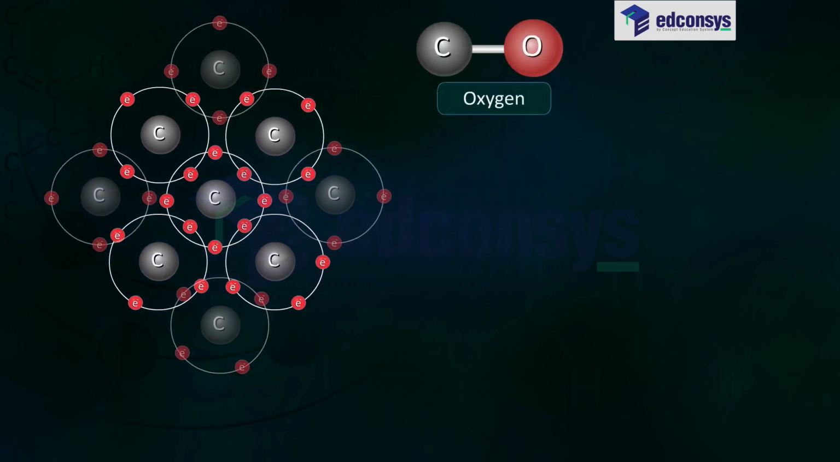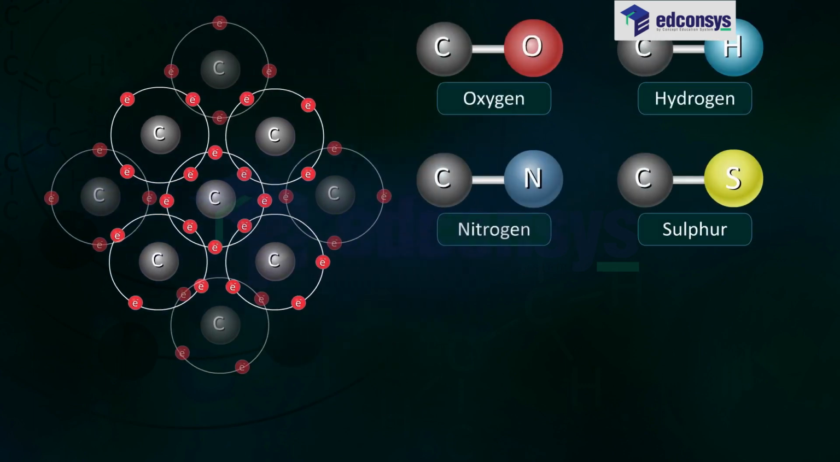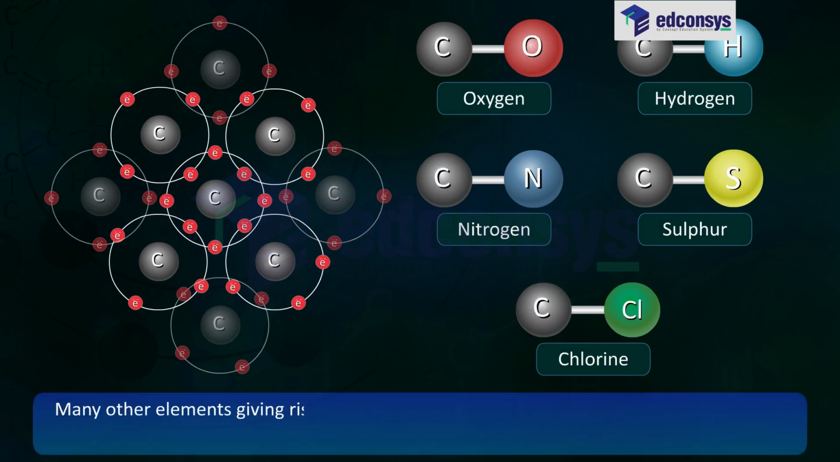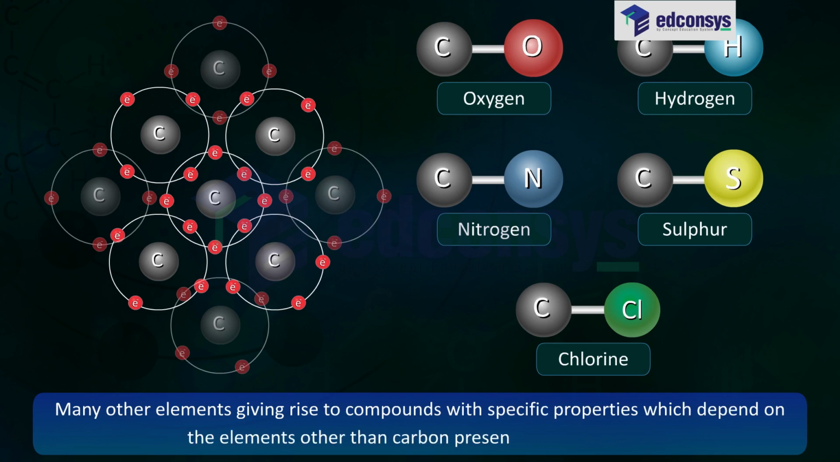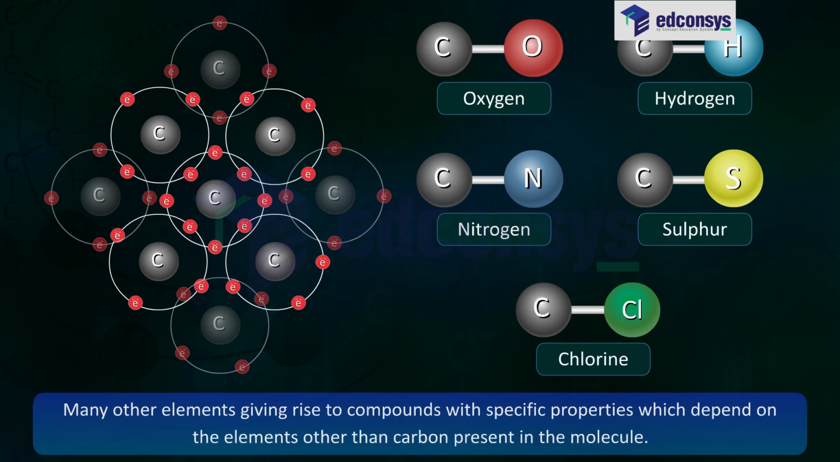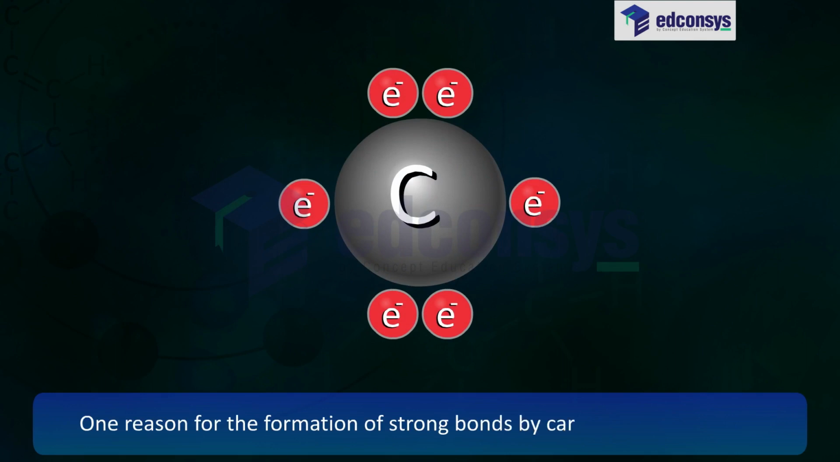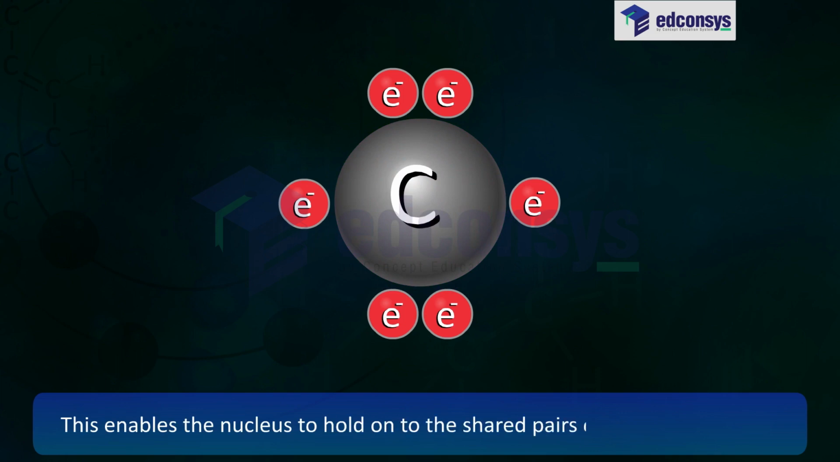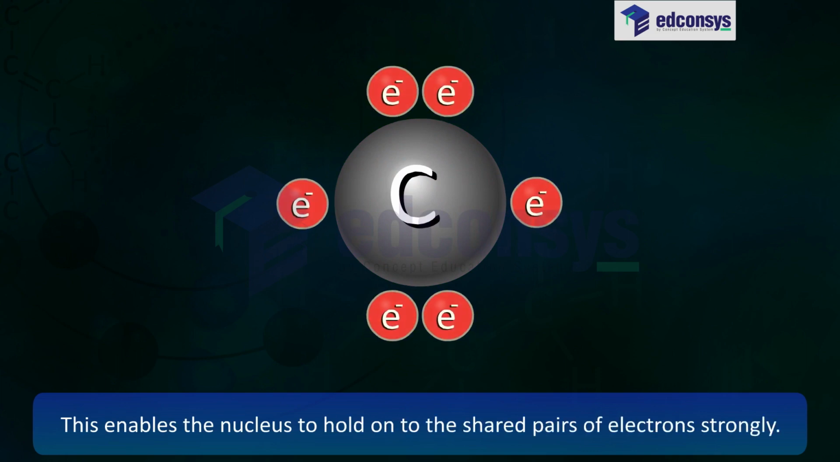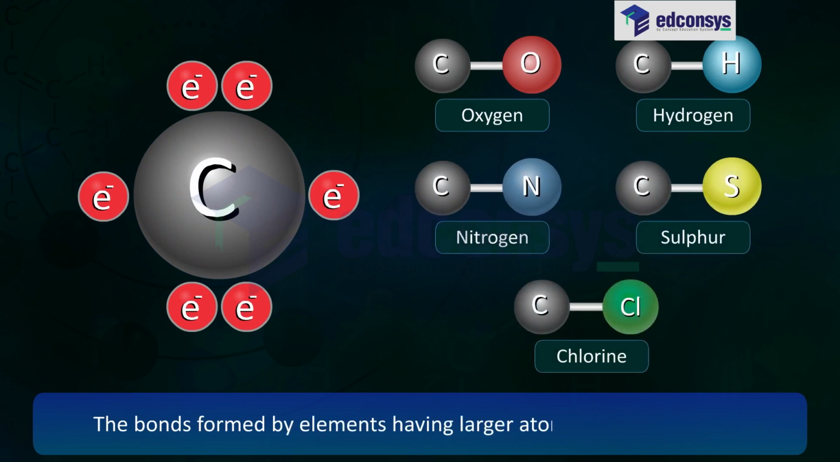Compounds of carbon are formed with oxygen, hydrogen, nitrogen, sulfur, chlorine, and many other elements, giving rise to compounds with specific properties which depend on the elements other than carbon present in the molecule. Again, the bonds that carbon forms with most other elements are very strong, making these compounds exceptionally stable. One reason for the formation of strong bonds by carbon is its small size. This enables the nucleus to hold on to the shared pairs of electrons strongly. The bonds formed by elements having larger atoms are much weaker.